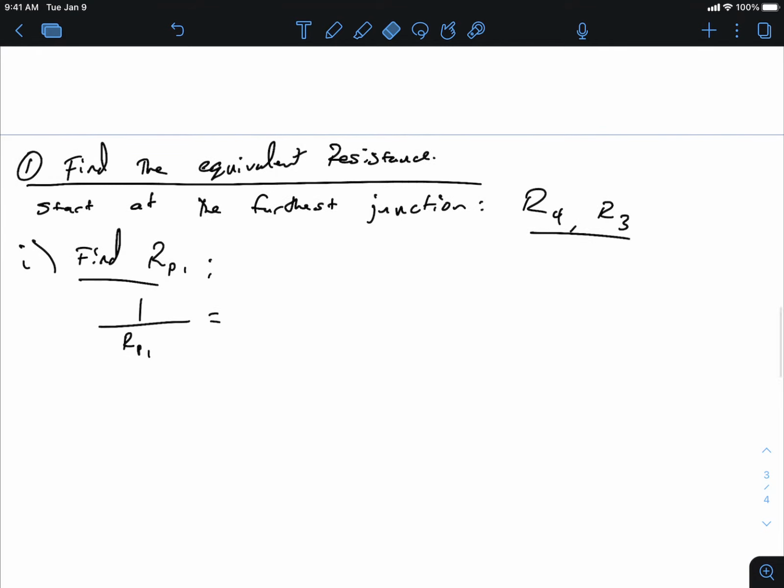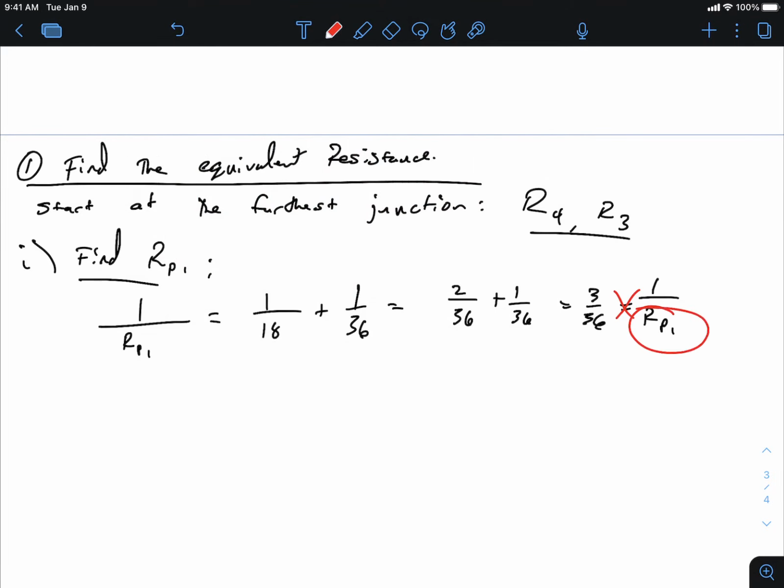That's what this is. So we're just going to add these two things together. 1 over RP1 has to equal 1 over 18 plus 1 over 36. And how do I add these two things together? Got to create a common denominator. Well, that's 2 over 36 plus 1 over 36. It's going to be 3 over 36 has to equal 1 over RP1. And then we learned yesterday, cross multiply to solve for what RP1 is. That's what you're after, right?